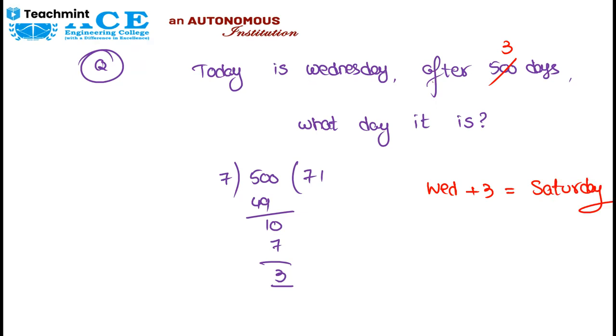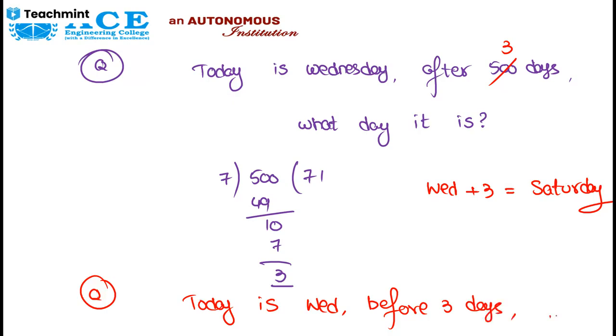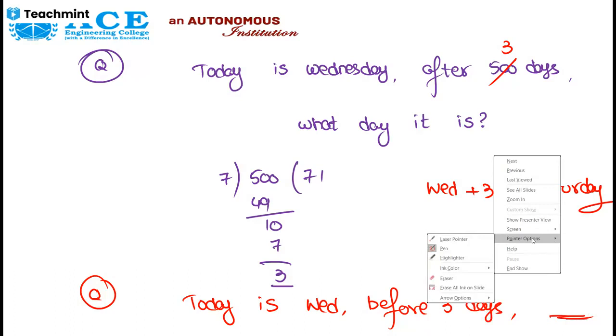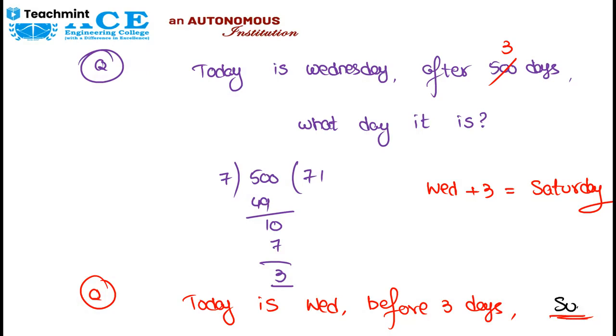If they ask before 500 days, we should do -3. Same question. Today is Wednesday. Before 500 days, what day is it? For this scenario, we have to do Wednesday minus 3. It will become Sunday, right? 1 day before is Tuesday, 2 days before is Monday, then 3 days before it's nothing but Sunday.